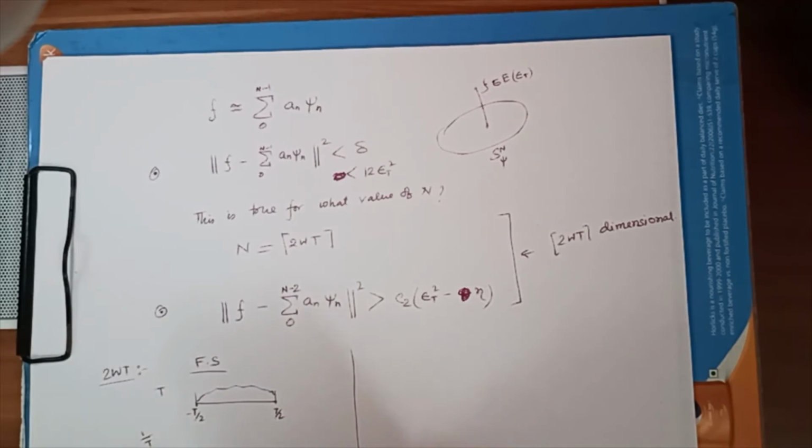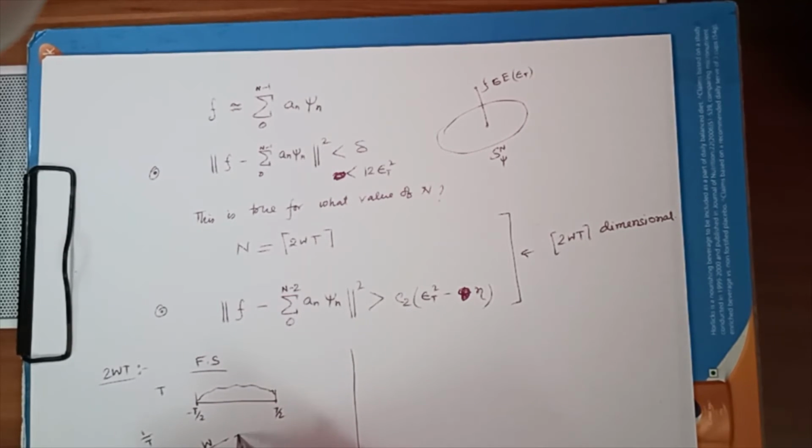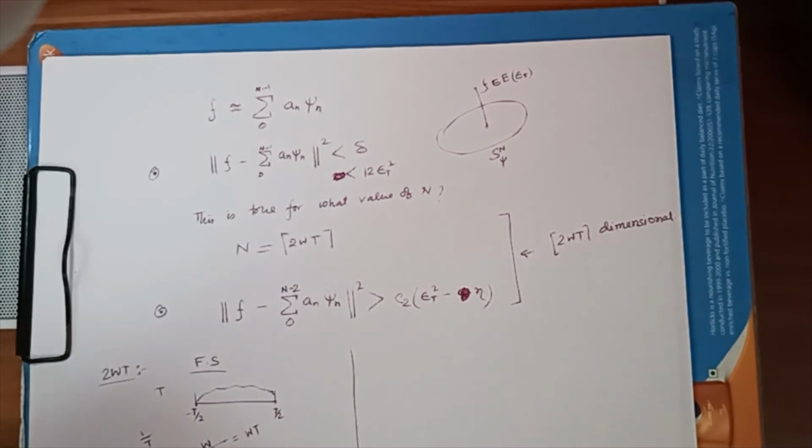So how many harmonics will be there within the W bandwidth? The number of harmonics will be W, that is the bandwidth, divided by the fundamental frequency 1 by T. You can put a ceiling. So that is equal to WT. So there will be WT coefficients, and we know that every coefficient is a complex coefficient, so there are 2 degrees of freedom for every coefficient, so the total number of degrees of freedom is 2WT. That is the number of dimensions which a signal can have.